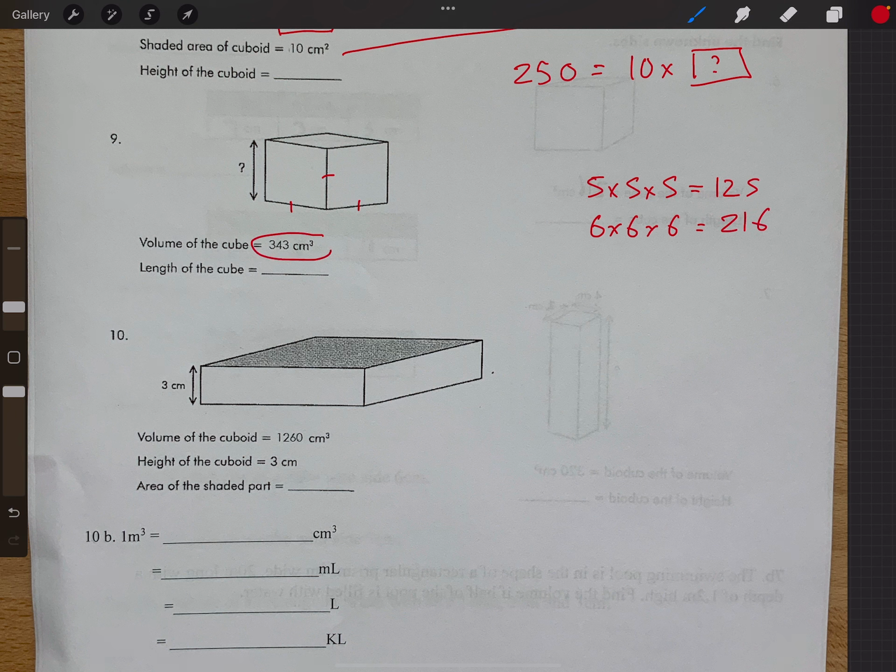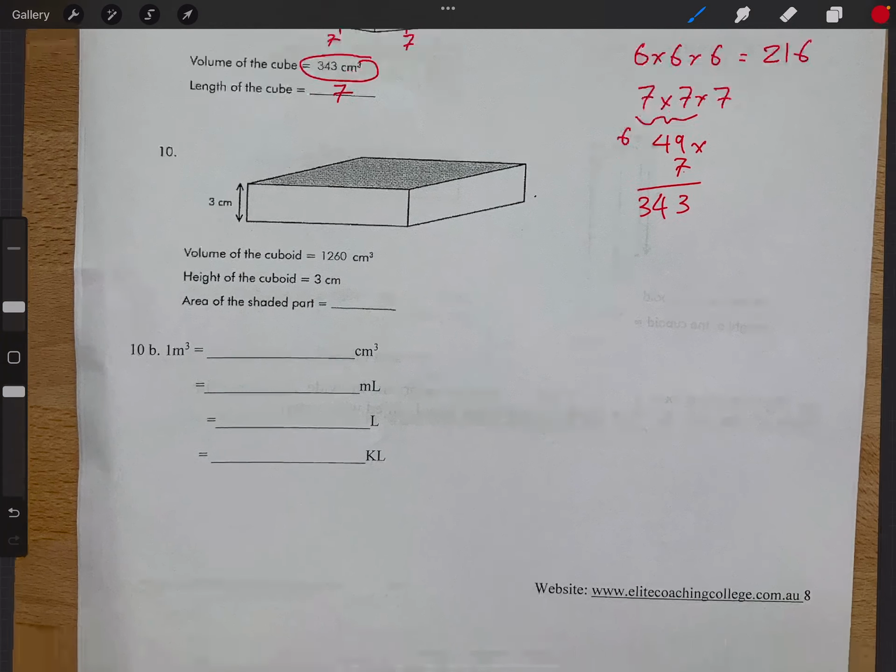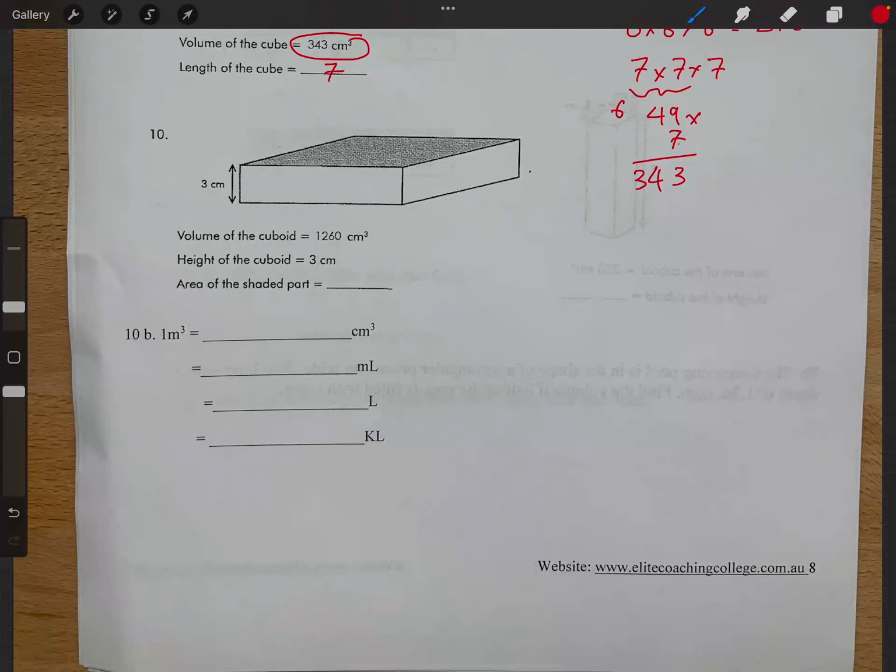Now 343 is higher than this, so let's keep going. 7 times 7 times 7. 7 times 7 is 49. 49 times 7, let's try this out. 7 times 9 is 63. 7 times 4 is 28. 28 plus 6 is 34. So therefore this has to be 7 times 7 times 7. So the length of the cube is 7. Easy.